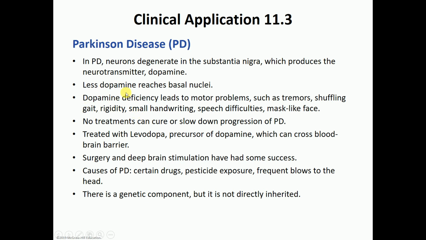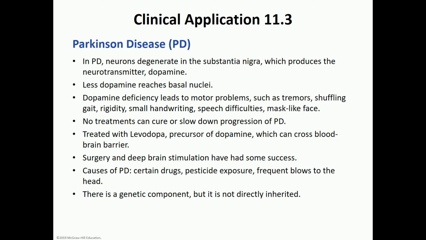There's rigidity in the muscles because, again, now their muscles are getting all of the extra orders for contraction. It's very hard for them to control their fine motor movements, so they have very small handwriting, speech difficulties, and mask-like face. And what is really very diagnostic for Parkinsonism is the mask-like face. When these patients are speaking, they don't have the facial expressions or are unable to perform all of these facial expressions.